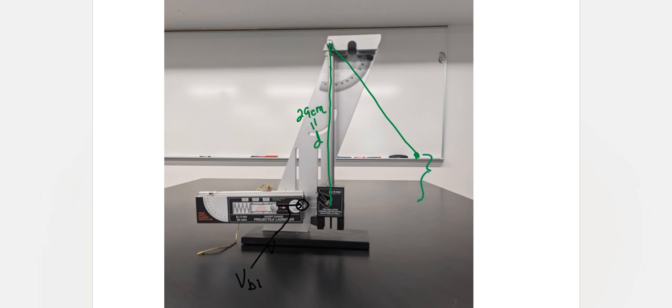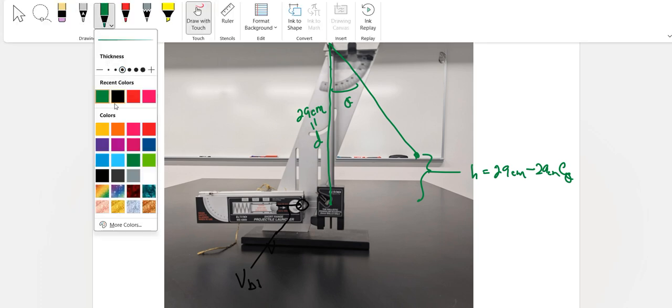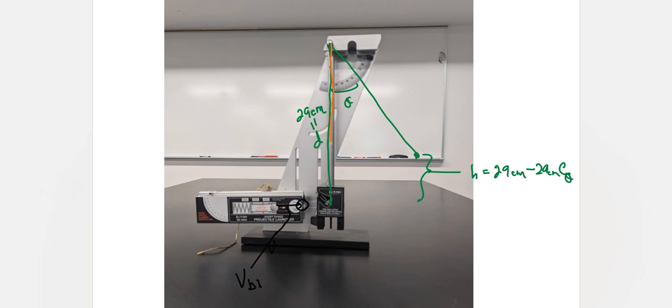This height difference right here that we call h, that's going to equal 29 centimeters minus 29 centimeters times the cosine of this angle. And I'll describe why that is. Because, doing this in orange, this distance right here.